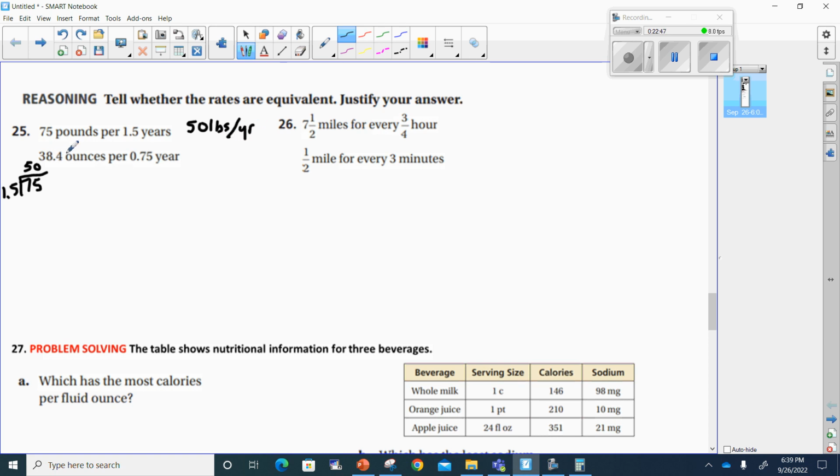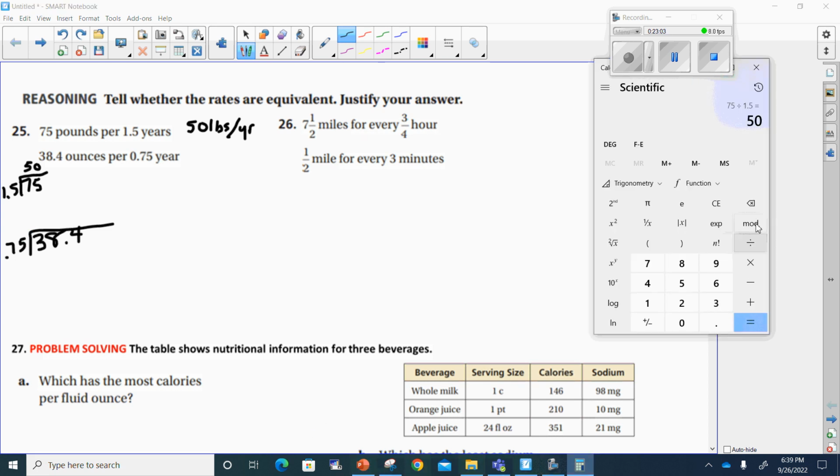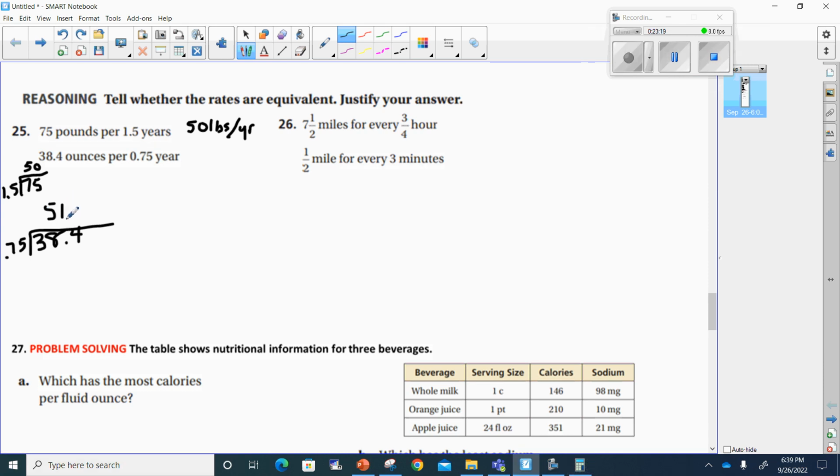This is 38.4 ounces per 0.75 years. So this is going to be 38.4 divided by 0.75. That gives me 51.2. So that's 51.2 ounces per year. That is not the same. So are they equivalent? No.